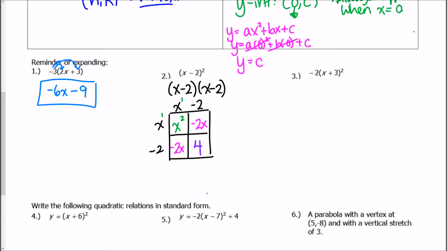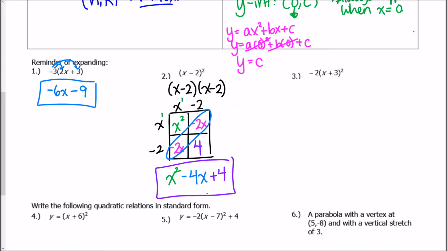Okay, this is just review from what we learned in the last video. And we know that the negative 2x's go together, so I end up getting x squared, and then negative 2 plus negative 2 is negative 4. So I get x squared minus 4x, and then plus 4, and that's my answer right here.